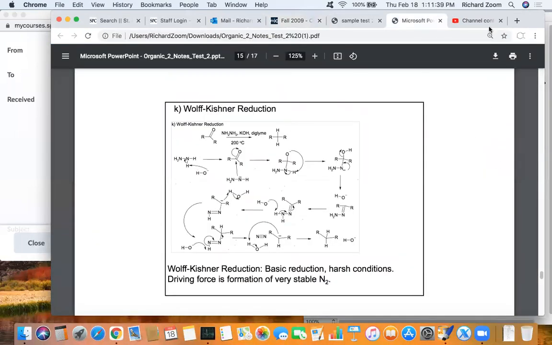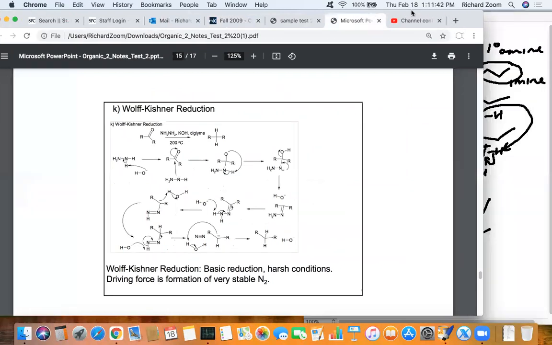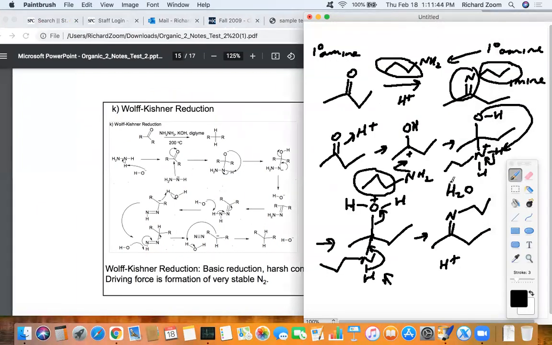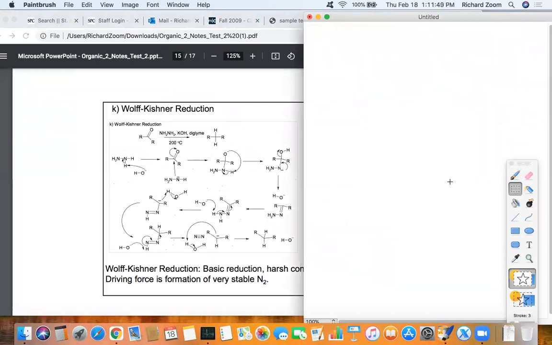So let's look at the next one. This is called the Wolff-Kishner reduction. And the Wolff-Kishner reduction, what it will do is it will take an aldehyde or a ketone and turn it into what amounts to an alkane. So it's a pretty extreme kind of reduction process. As the C double bond O disappears, we end up getting 2 hydrogens in its place. The mechanism is shown on the screen here, and I'll actually give you 2 bonus points if you can get this mechanism, because it's fairly complicated.